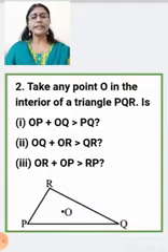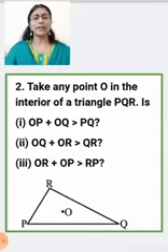Now let us go to the next example here. Take any point O in the interior of a triangle PQR. You can see the point O is in the interior of triangle PQR. Now the questions are: is OP plus OQ greater than PQ? Second, is OQ plus OR greater than QR? And third, is OR plus OP greater than RP? So let us find out.